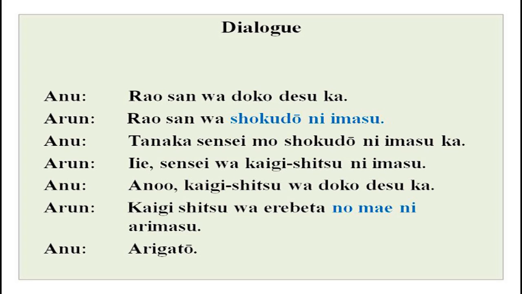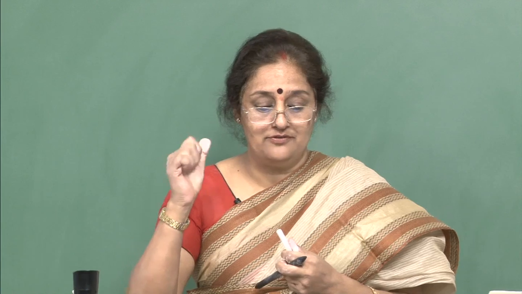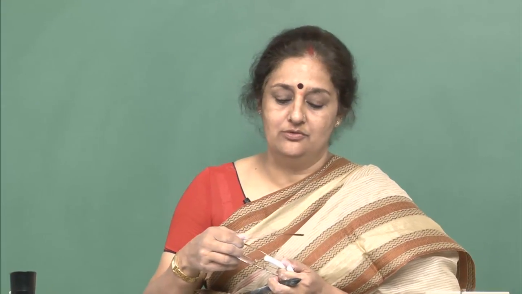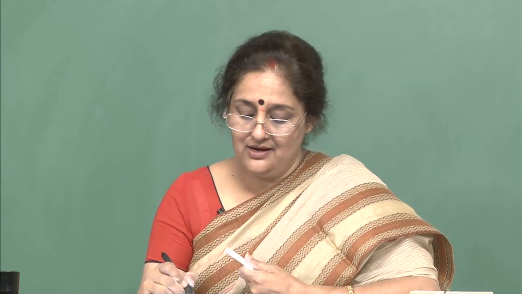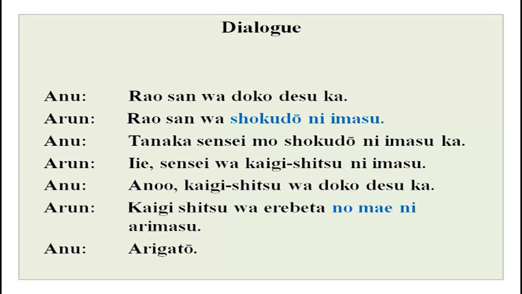Ano, if you remember, we did this ano earlier. Ano is just to attract attention instead of sumimasen, which is a little more formal. You can use ano, which is more informal. Ano, kaigishitsu wa doko desu ka? Doko, again, we have done earlier, means where. Kaigishitsu wa elevator no mae ni arimasu. As we are talking about kaigishitsu, arimasu comes over here. It's in front of the elevator.